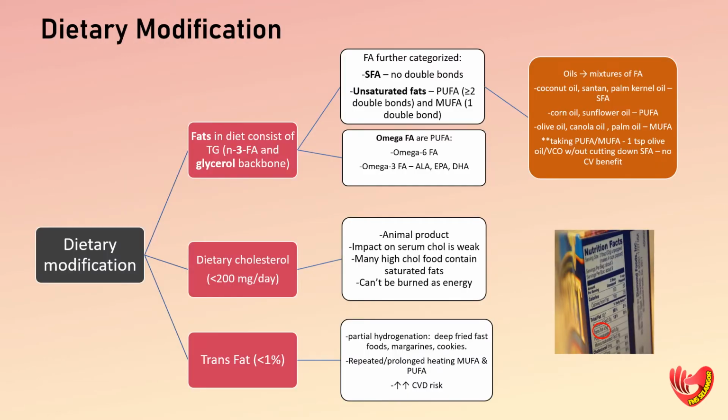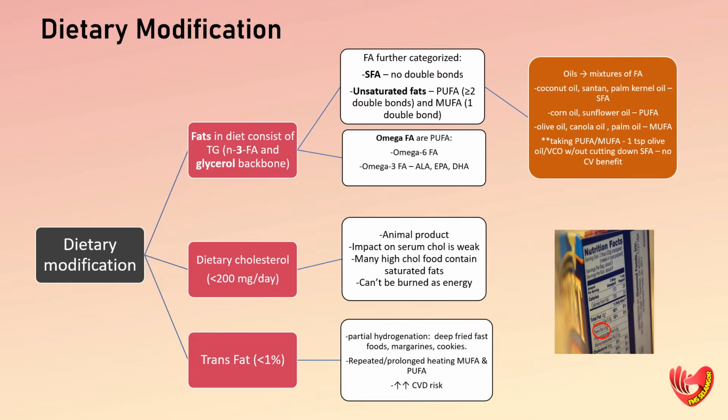Explaining further about fat, fats in diet consist mainly of TG, which is made up of 3 fatty acids and a glycerol backbone. Fatty acids are further categorized as either saturated or unsaturated fats depending on the number of double bonds. Unsaturated fats can either be poly or monounsaturated fatty acids. Omega fatty acids are part of polyunsaturated fatty acids. Oils are mixtures of fatty acids.